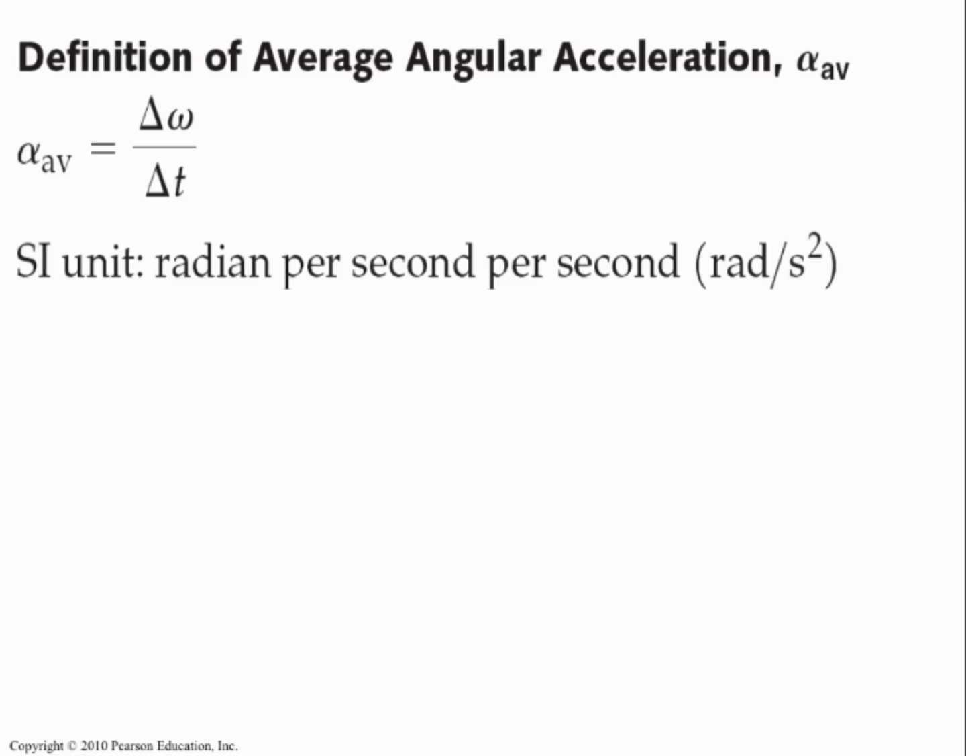And just as linear acceleration was measured in meters per second squared, in an analogous way, angular acceleration is measured in radians per second squared. So angular acceleration refers to changing angular velocities, just as linear acceleration refers to changing linear velocities.